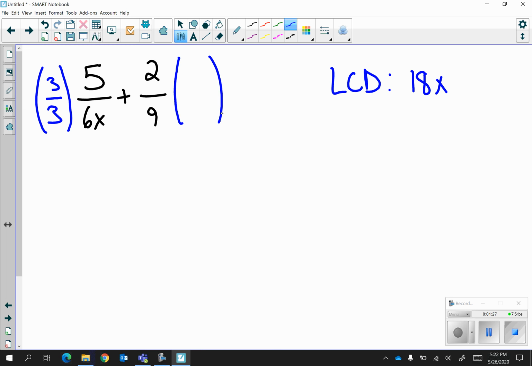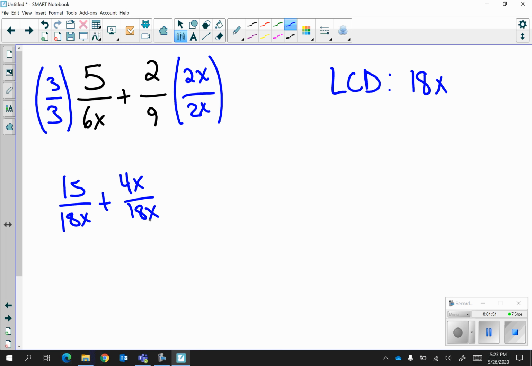Now you have a 9 in the other fraction. So 9 times what is 18x? And that's going to be 9 times 2x is 18x. You're going to multiply everything together, so we're going to get 15 over 18x plus 4x over 18x.